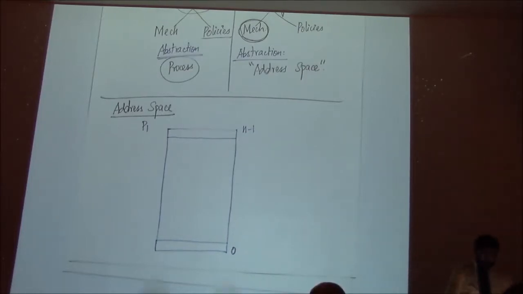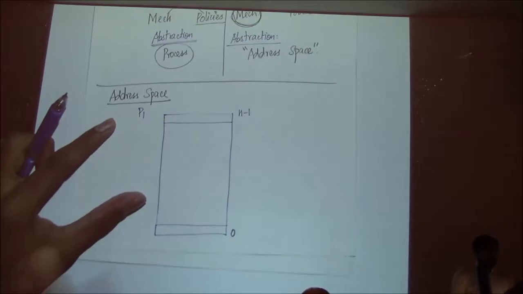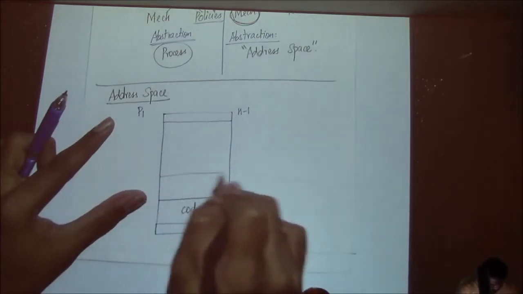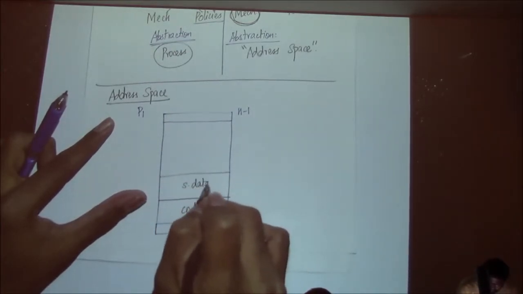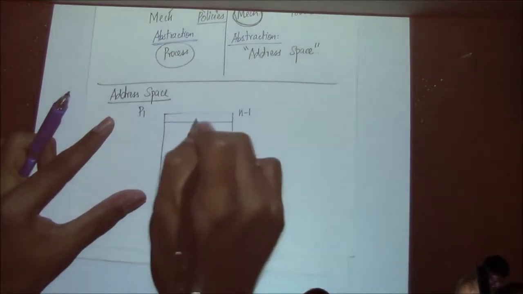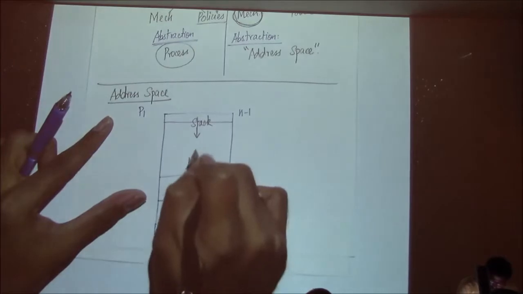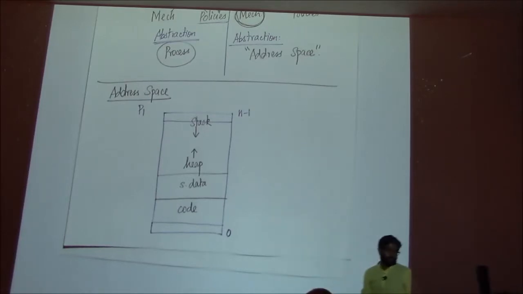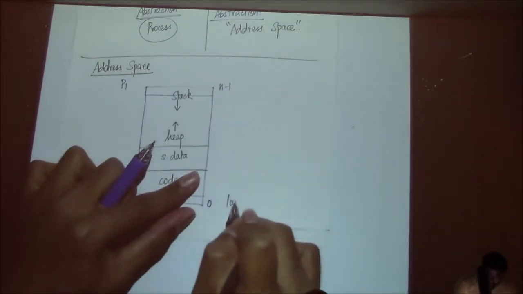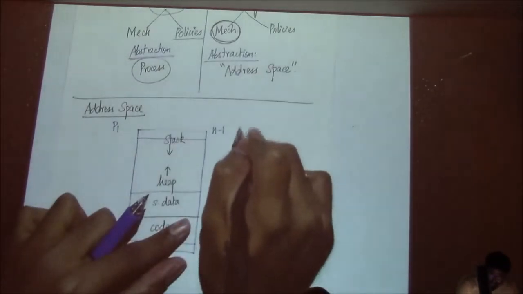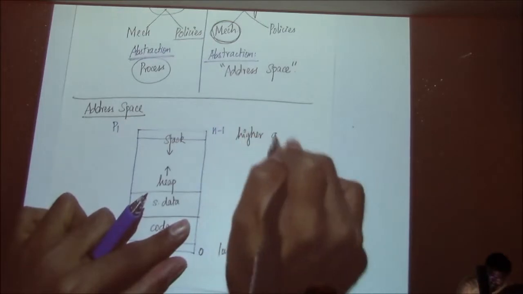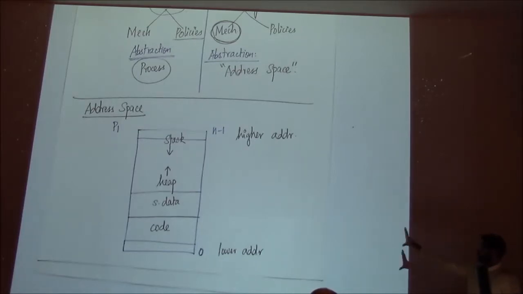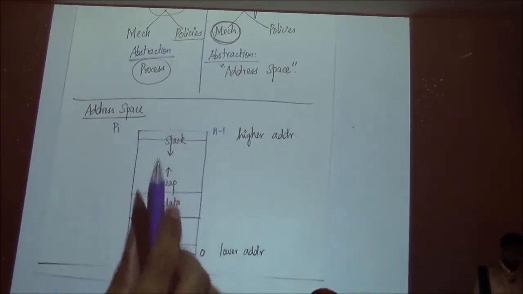This particular set of addresses is usually divided into segments like code, static data, heap, and stack. Usually the heap grows upwards and the stack grows downwards, and the lower addresses are here and the higher addresses are here. This is how it's usually done.